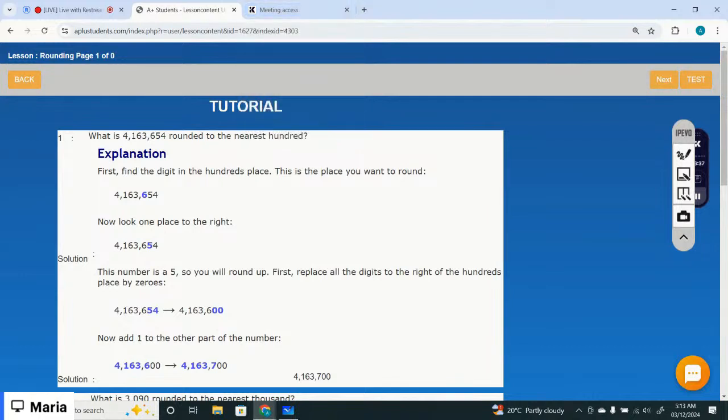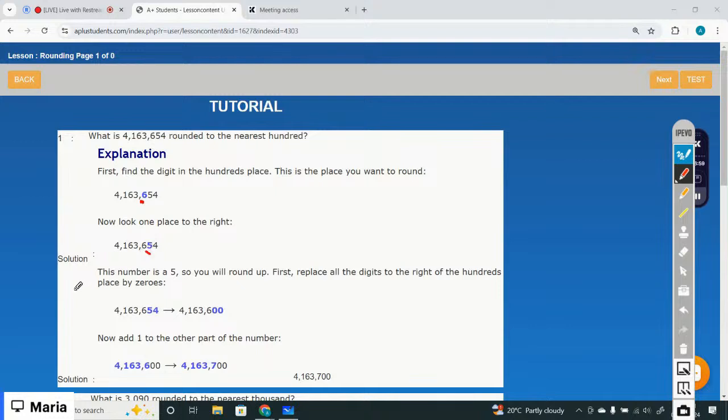What is 4163654 rounded to the nearest hundred? So you need to round it to nearest hundred. So look for the hundreds digit. 6 is the digit that is at the hundreds position, right? So just look at the right side of the 6. On the right of the 6, you have 5. So you have to compare the number with 5. So 5 is equal to 5, right?